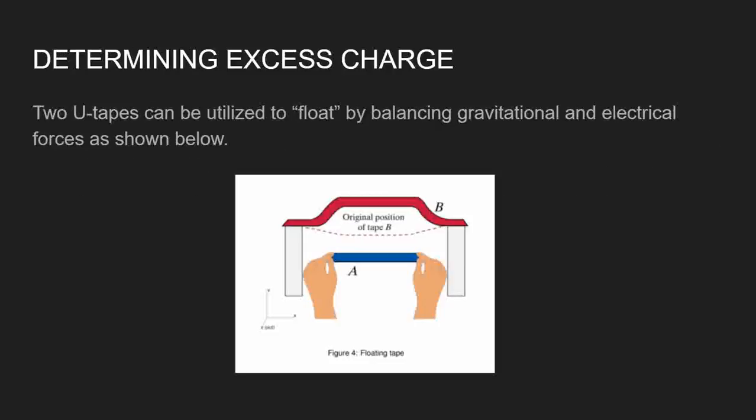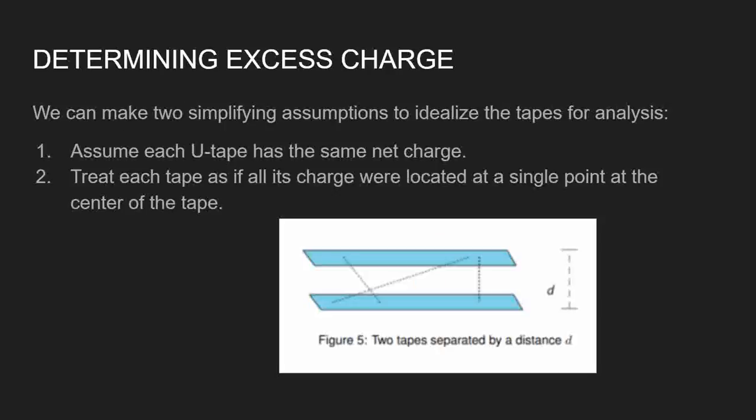As before, we'll utilize 2 U-tapes floating by balancing gravitational and electrical forces, as shown below. We can make 2 simplifying assumptions again to idealize these tapes for analysis. We can assume that each U-tape has the same net charge, and for our calculations, we can treat each tape as if the charges were all located at a single point in the center of the tape. In our computational model, we'll be treating this as a line charge rather than a point charge.